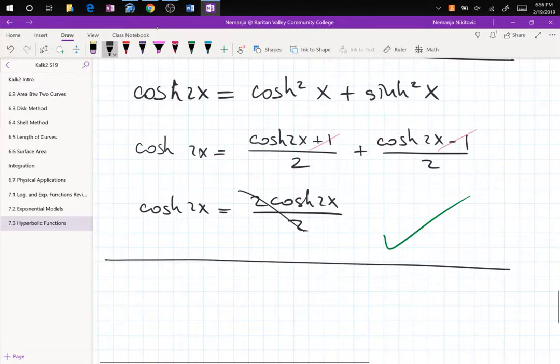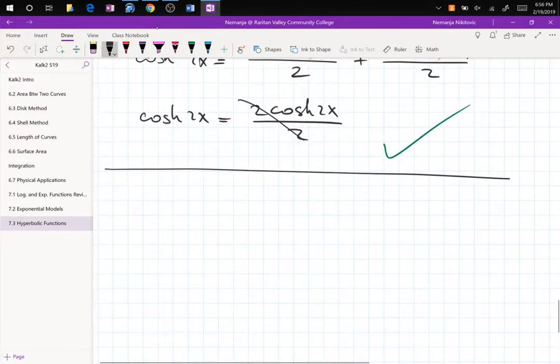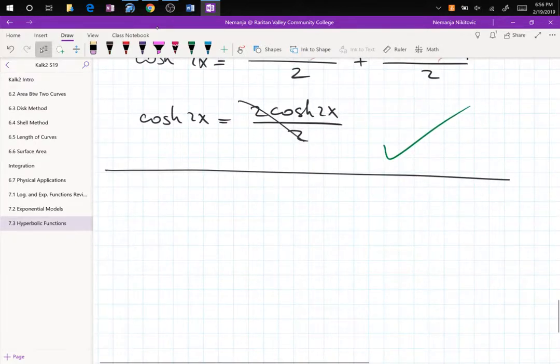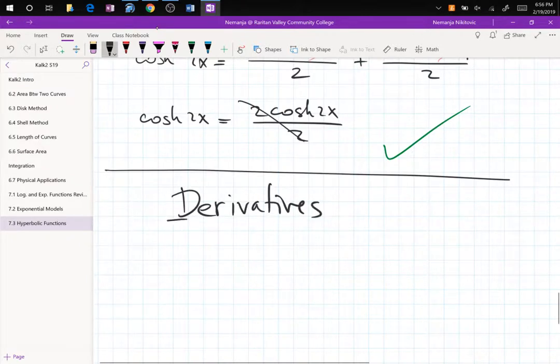Or is it a good time to take a break? What time does class end? You got 20 minutes. 22. Oh, time flies when you're having fun. Wow. No break. Derivatives.